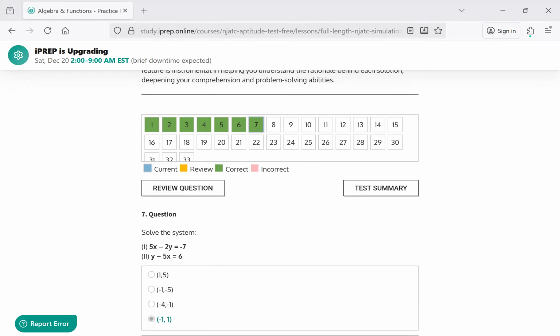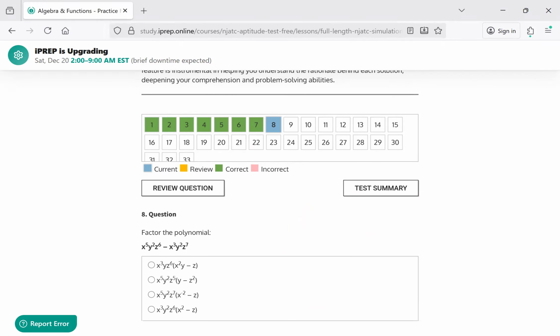Let's move on to question 8. So factor this polynomial. So how do we factor polynomials? Think of this. This is one term. We have x^5 y^2 z^6 minus x^3 y^2 z^7. Think of this as one whole term and this as one whole term.